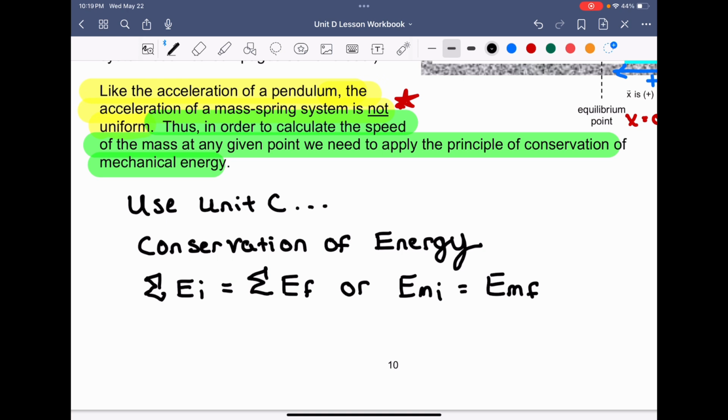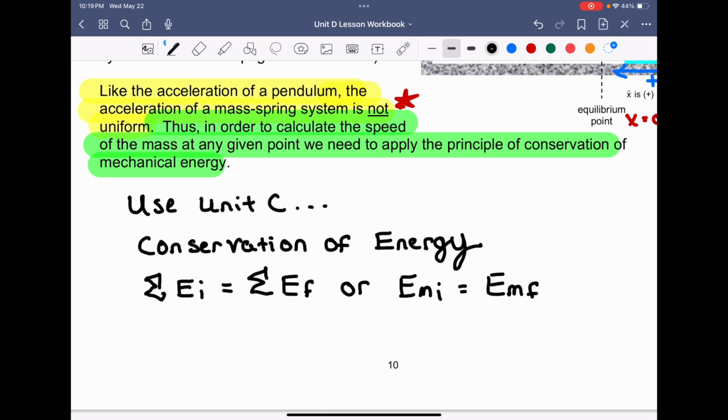That would also be a good way to write that, but sometimes I like to write the sum of the energies because it can be one energy, it can be two energies, it could maybe even be three energies depending on the given situation. But we want to look at this and be like, it's the sum of the initial energies, or it's the initial mechanical energy equals the total mechanical final energy.